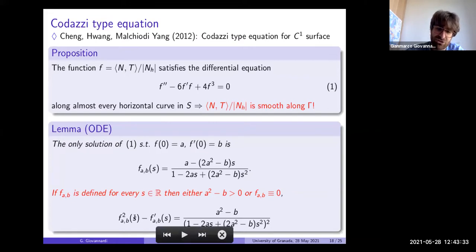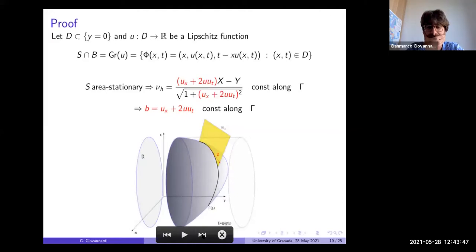This equation solves another equation: f squared minus the first derivative of f satisfies this equality. But this is not really important, though we will use it later. So, okay, let's try to give a proof of these things.